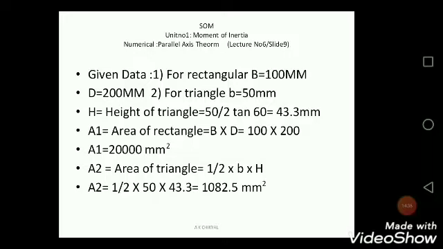A2 is equal to the area of the triangle, which is given as half base into height. Here it is half into small b into height h. Therefore, A2 is equal to 1 by 2, base 50, height 43.3, which is equal to 1082.5 mm square. Next slide.